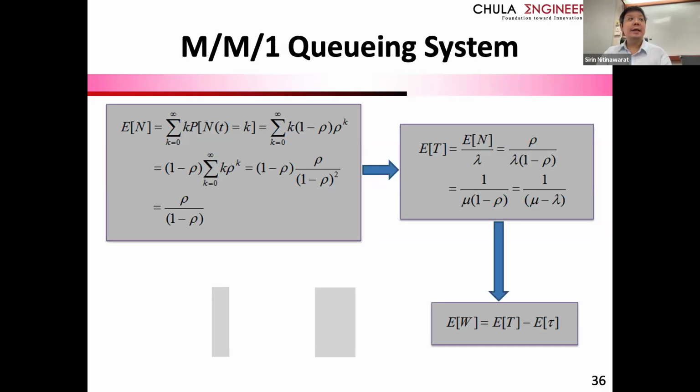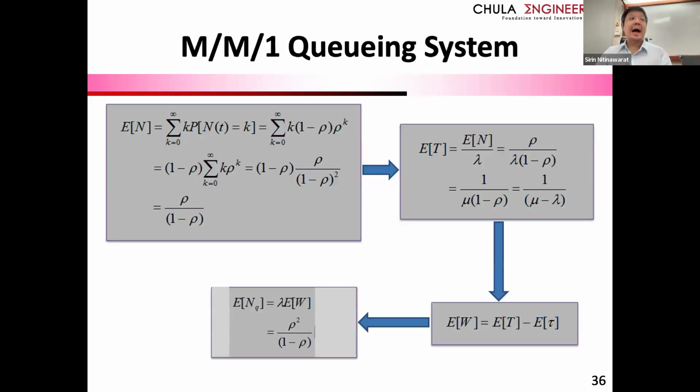Remember, in the MM1 queuing system, there's one queue and one server. This expected time each customer spends in the system will consist of two parts. The first part is the waiting time to be served. And the second part is the service time. We already know the expectation of the service time, according to the exponential distribution with parameter mu. What is this E of service time? This is 1 over mu.